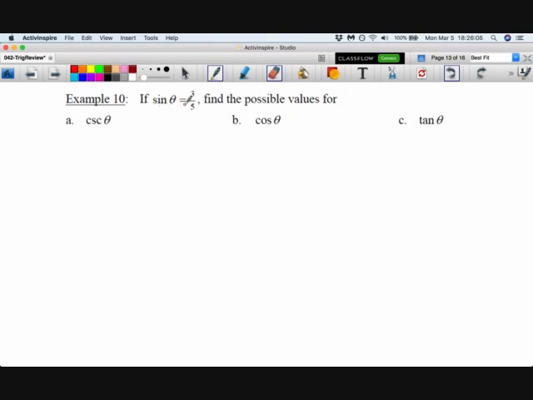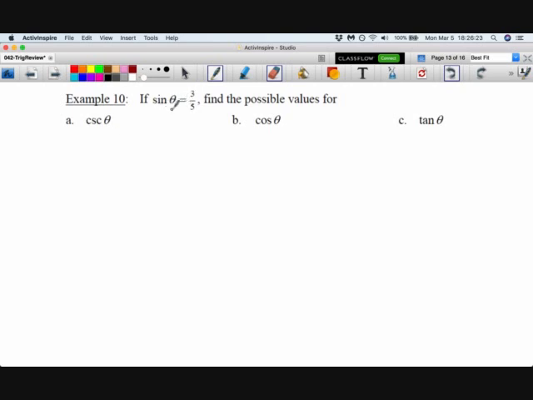All right. If sine of theta equals 3 over 5, find the possible values. You're probably going to miss this if you first try it yourself. Let me do the first one. If you feel that confident, pause it and see how you do on the first one, and then try the other two. 3, 2, 1.